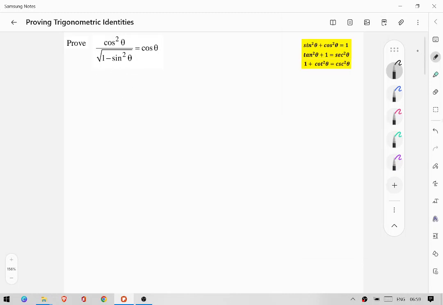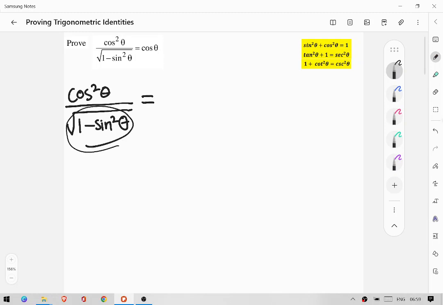Okay. So we write cos squared theta over square root of 1 minus sine squared theta. As we can see over here, first thing first, we have to do something about down here, because we have a square root. So inside the square root, 1 minus sine squared theta.